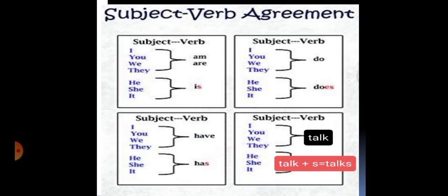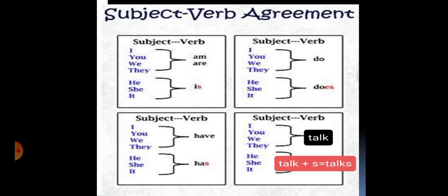Subject-verb agreement. With subject I, we always take am. With subjects you, we, they, we take are. With subjects he, she, it, we take is. With subjects I, you, we, they, we take do. With subjects he, she, it, we take the verb does. With subjects I, you, we, they, we take have. With subjects he, she, it, we take has.